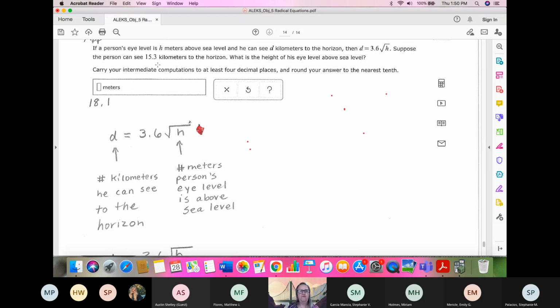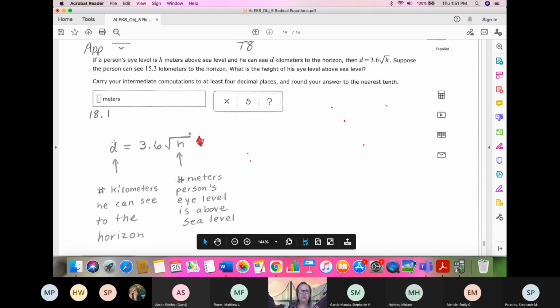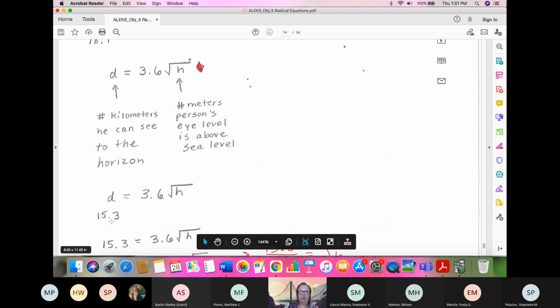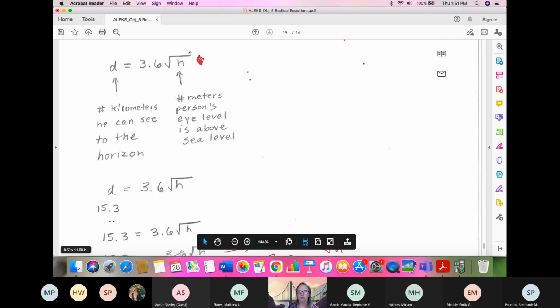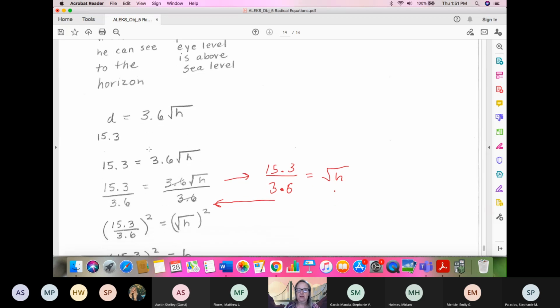Suppose the person can see 15.3 kilometers to the horizon. Kilometers to the horizon, that's D. So I'm going to put 15.3 in for D. So I put it there. At that point, I know my H is my unknown. So then I just solve for H, just like we were doing. We already did a problem or two like this.